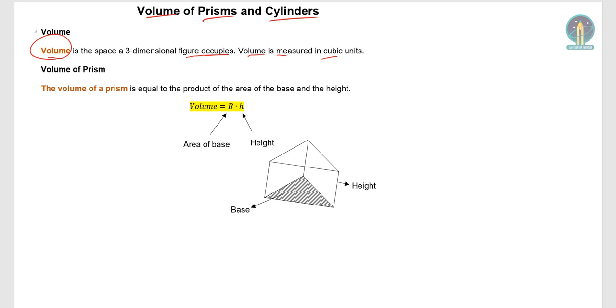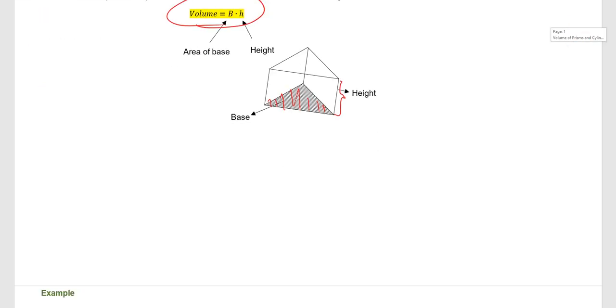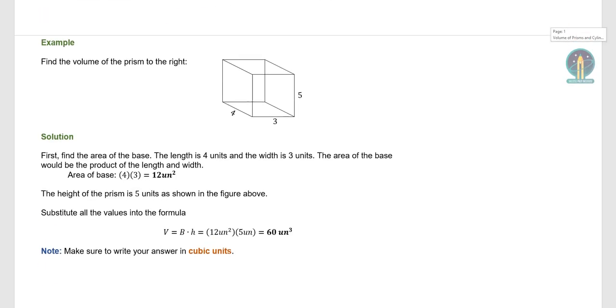The volume of a prism is equal to the product of the area of the base and the height. So if we have a triangular prism like this, we have this bottom base, for example. If we multiply it by this height, we get the volume of the prism. Let's see what this looks like in an example.